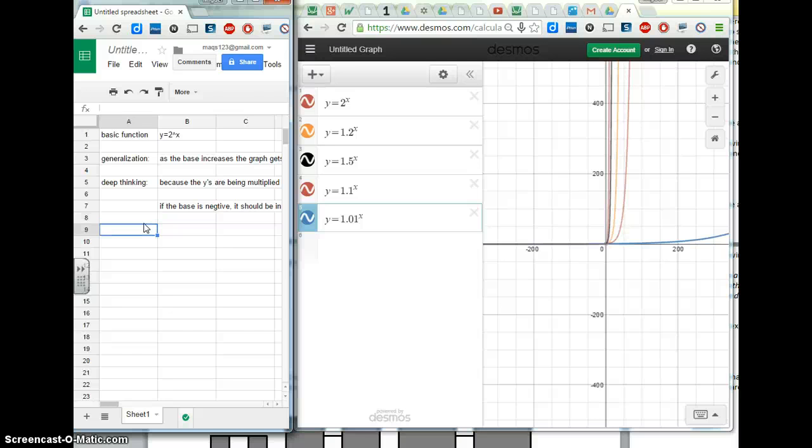My time's going to run out right now, so I will make another video shortly. Now go ahead and play around with this, but only change the base and make a generalization.